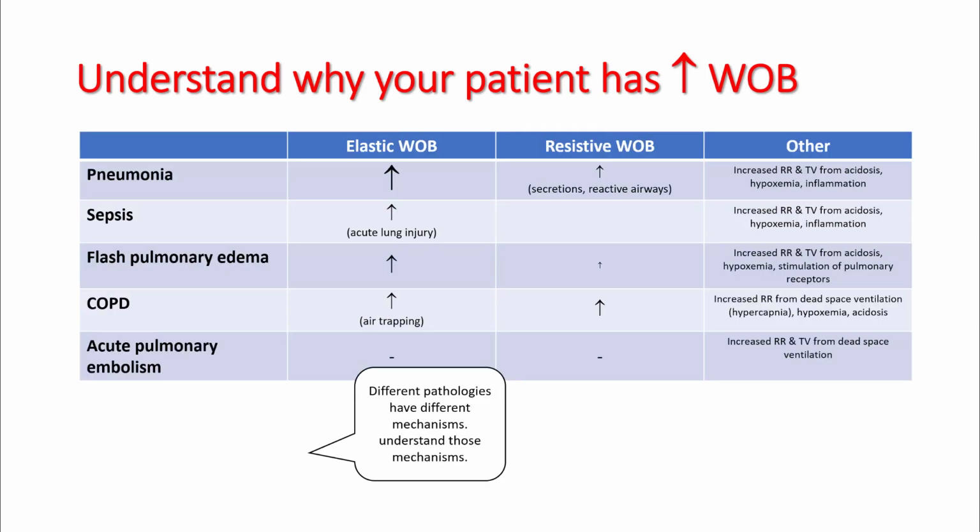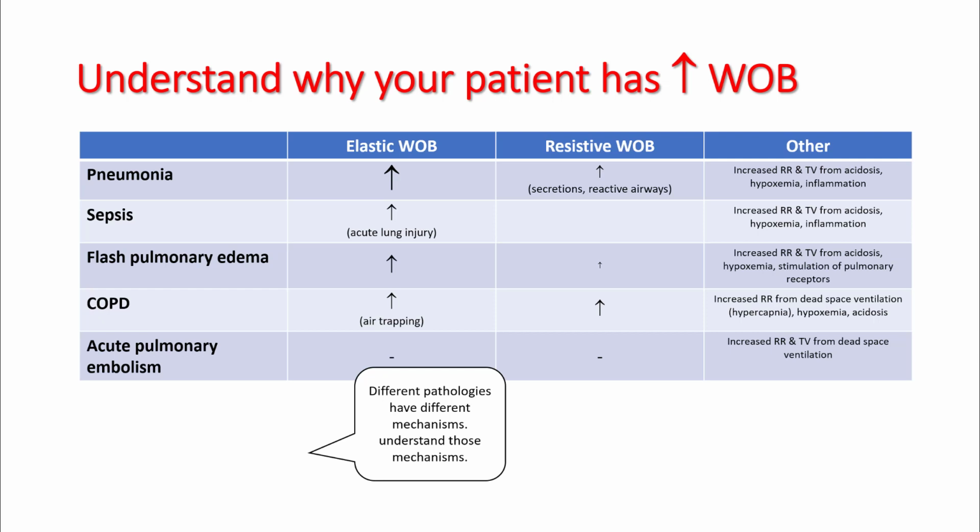Different pathologies would have different ways that they increase work of breathing. For example, in pneumonia, there is more elastic work of breathing because the lungs are more stiff. There can be secretions in the airways which can increase the resistance, and the patient is breathing at higher respiratory rate and tidal volumes from the acidosis, hypoxemia, and inflammation in the lungs. Patients with sepsis can have increased elastic work of breathing because of acute lung injury, and acidosis, hypoxemia, and inflammation can drive their respiratory rate and tidal volumes.